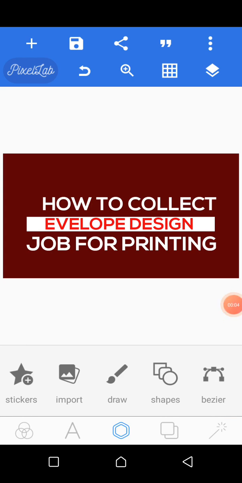In this tutorial, we'll be learning how to collect envelope design job for printing. Now, let's assume we are printing 100 copies of envelopes. We want to collect the job for 100 copies. We are going to head over to our calculator right now.